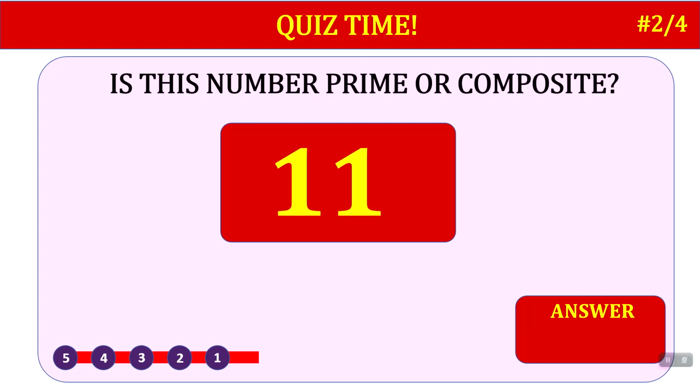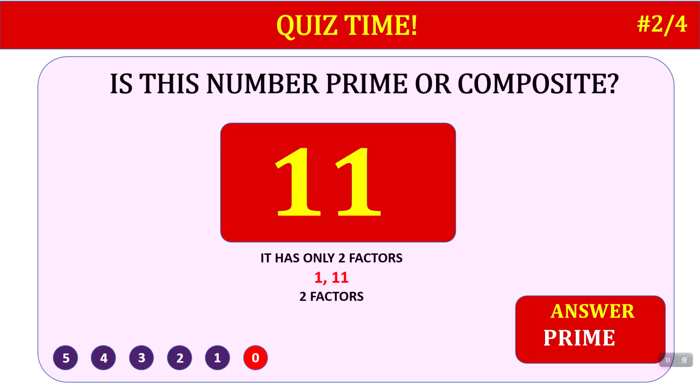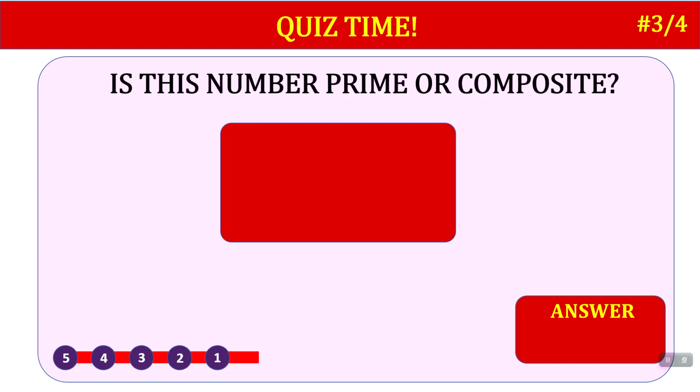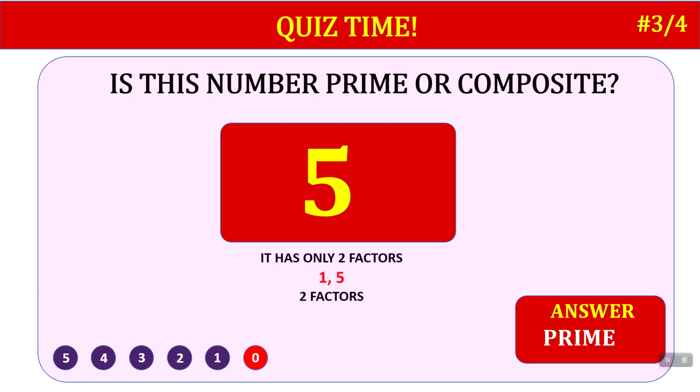Question 2, 11. You have 5 seconds. The answer is prime. The only way we can multiply 2 numbers together to get 11 is 1 times 11. And so therefore it only has 2 factors, making 11 prime. Number 3, 5. Time's up. 5 is a prime number because the only way we can multiply 2 numbers to give us 5 is 1 times 5. Therefore 5 only has 2 factors, 1 and itself, making it prime.